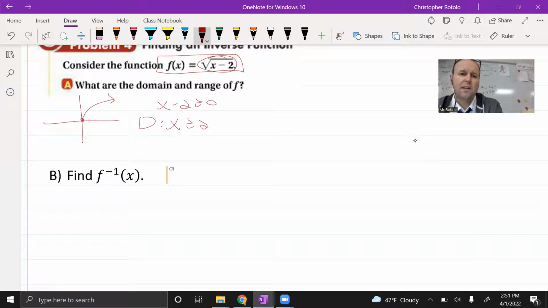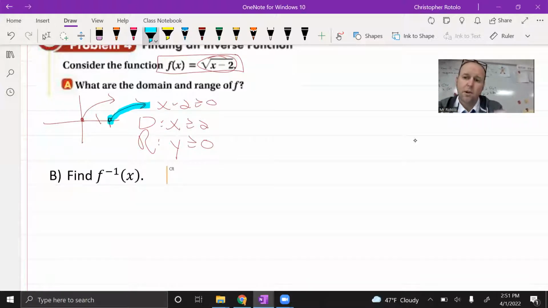That makes up my domain, because remember, this graph actually moves to the right too. The range hasn't moved up or down. There's nothing added or subtracted, so y is greater than or equal to 0, because I'm focused in on this second graph right here. So it's going to go up from there. So we're going to be greater than or equal to that.